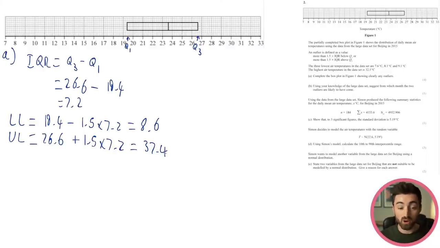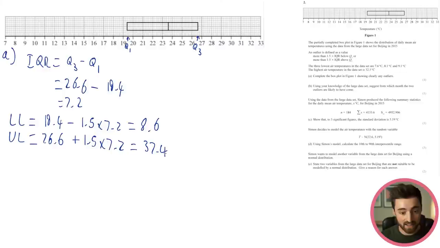So sometimes a box plot is called a box and whisker plot, because these whiskers, which are lines here at the end, they represent the lowest and highest values of the data. However, if something's an outlier, the whisker is going to be the lowest value that isn't an outlier, and the upper one is going to be the highest value that isn't an outlier. So that's why we need to work out these outliers and these limits before we can get our whiskers.